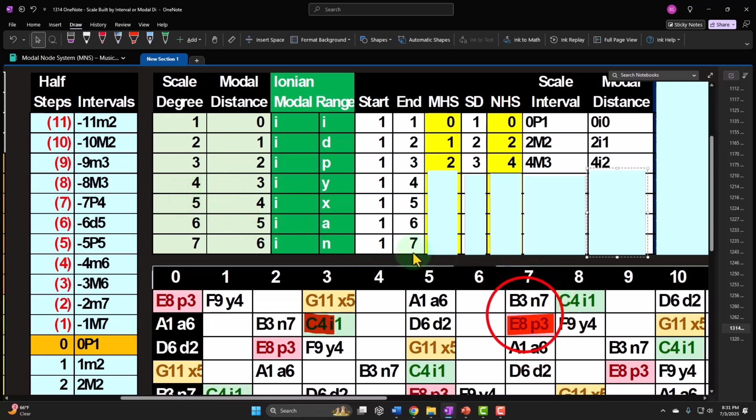That would be 3 up. So if I go 4, that would be up here. Then that would land us on the Lydian. That would be a 1-4 modal range.